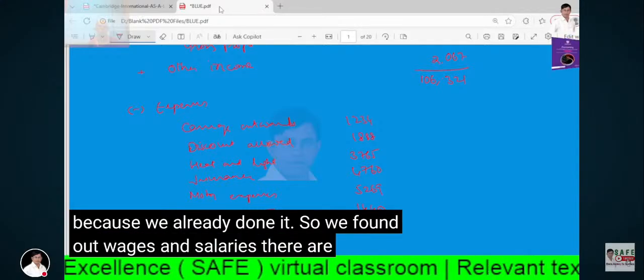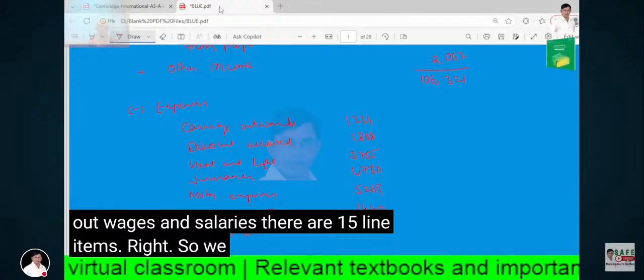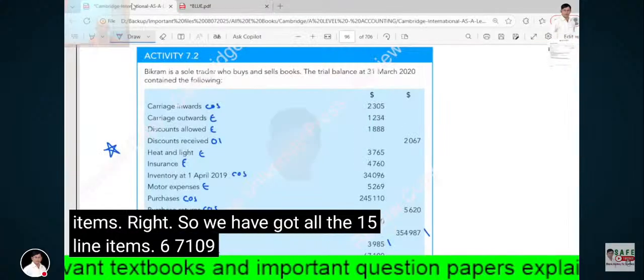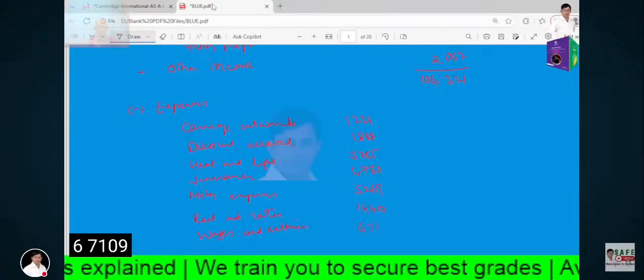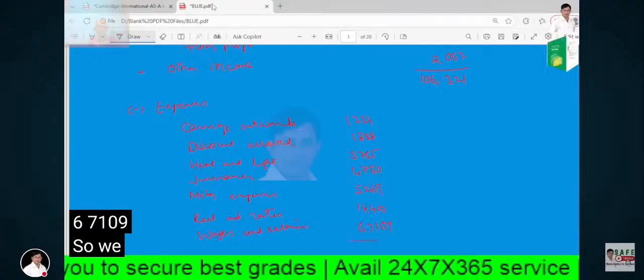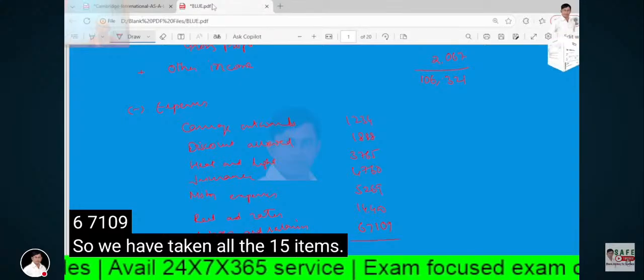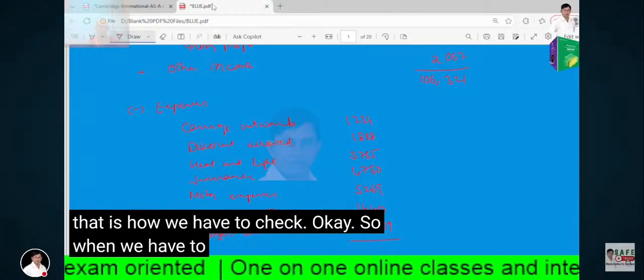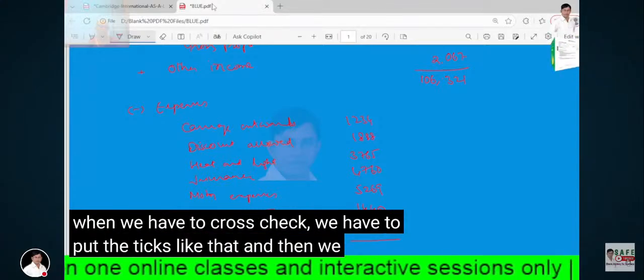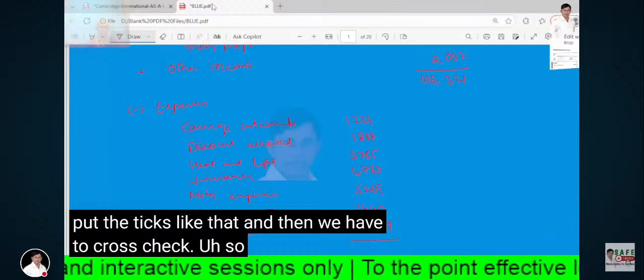There are 15 line items, right? So we have got all the 15 line items. 67109. So we have taken all the 15 items. So that is how we have to check. Okay. So when we have to cross check, we have to put the ticks like that, and then cross check. So be careful.